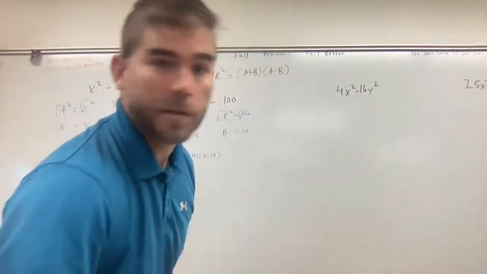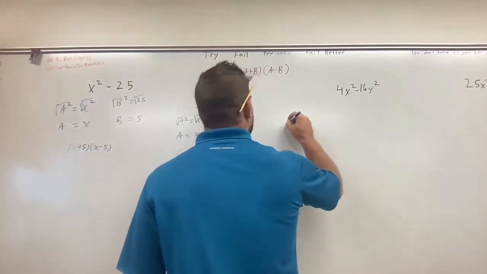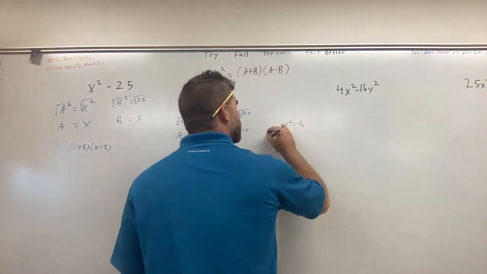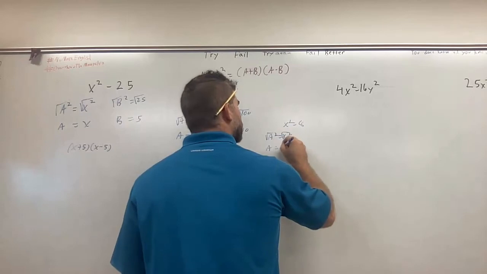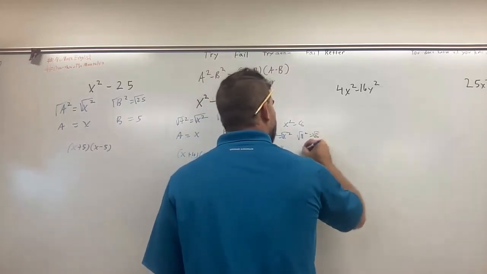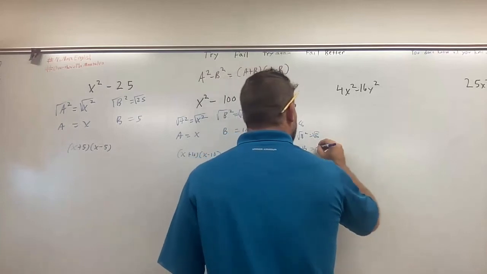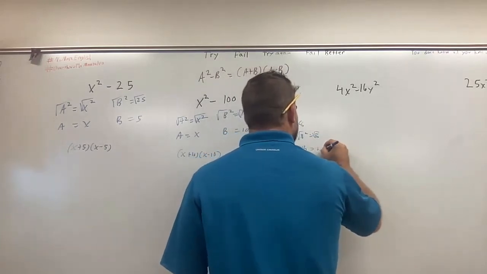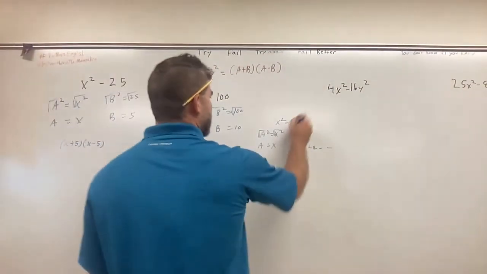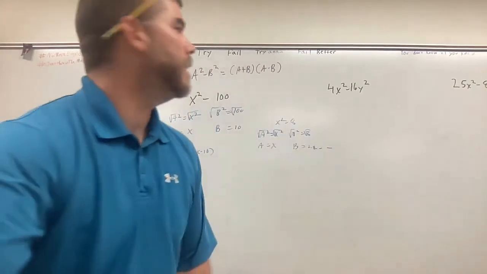Real quick here, going to the other one. Let's do one that doesn't work. We'll do x squared minus 8. A squared equals x squared. I square root both sides. My a equals x. B squared equals 8. Square root both sides. B equals, well, that's going to be 2.8 something or other, right? It's not a perfect square, so we actually can't do this. All right, so because the 8 wasn't a perfect square, we actually can't do it.